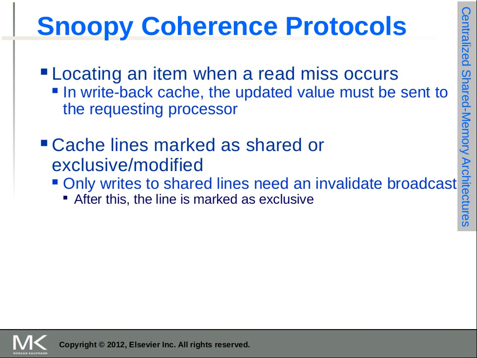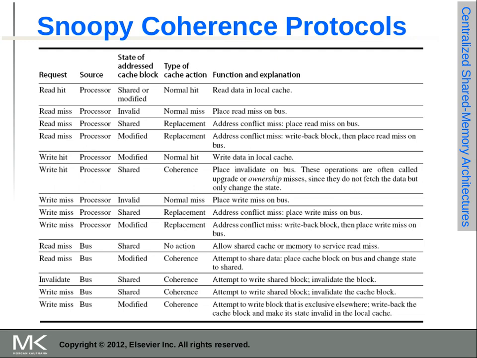You see what's happening? Right. In a write-back cache, the updated value must be sent to the requesting processor. Cache lines are marked as shared or exclusive modified. We'll get a little more into that in a moment.